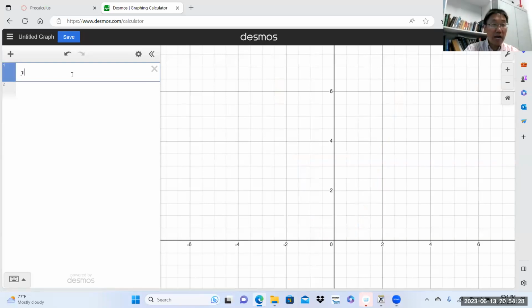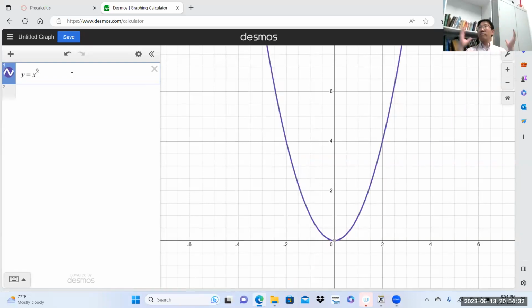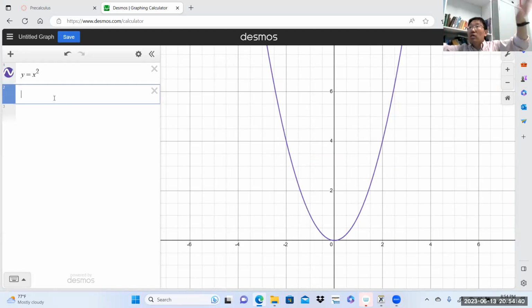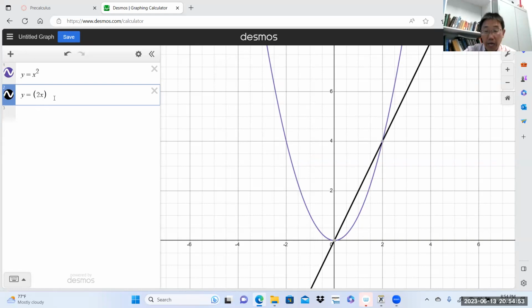Okay, suppose I have y equals x squared. I use x squared as an example. This is my f of x. What is f of 2x? That is a square of what? Of 2x, right? F of 2x. This is the f. Okay, f of x equals x squared. What is f of 2x? F of 2x is the square of what? 2x.